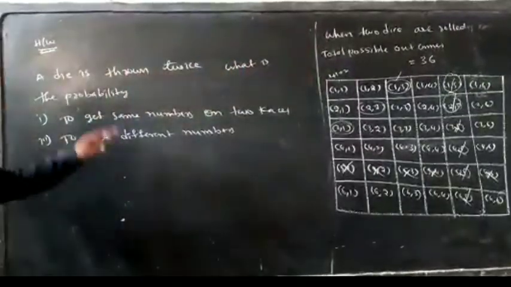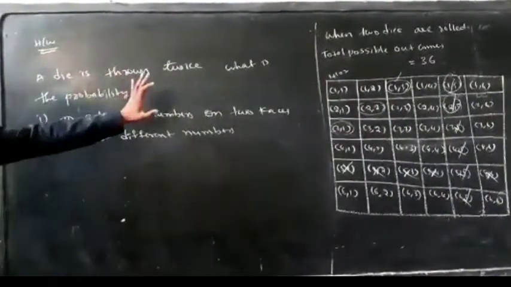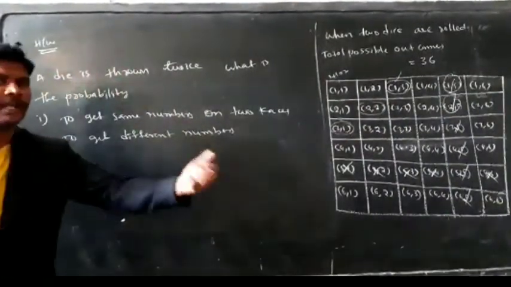Here is today's homework. A die is thrown twice. What is the probability to get the same numbers on two faces and to get different numbers on two faces?